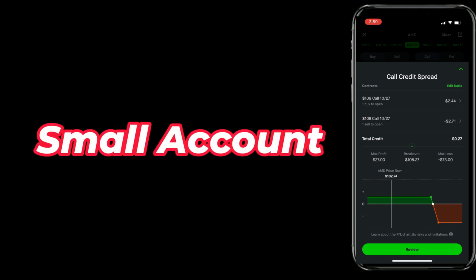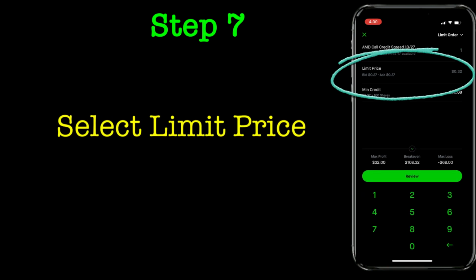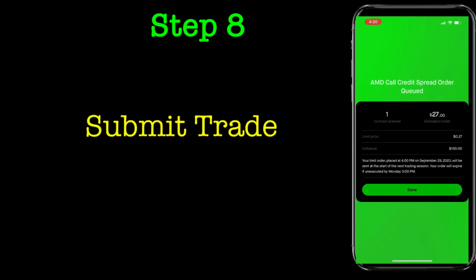Now step 7 is selecting the limit price. As you can see, there are two prices here, bid and ask. If you want this trade to get executed instantly, always go with the lower option because you are getting a credit. So I'm going to go with 27. So you go with this one. The final step is, once you see your profit and loss, you make sure that everything is right, you just submit.